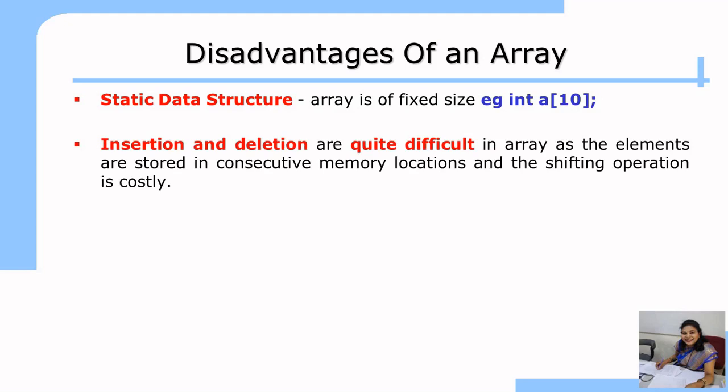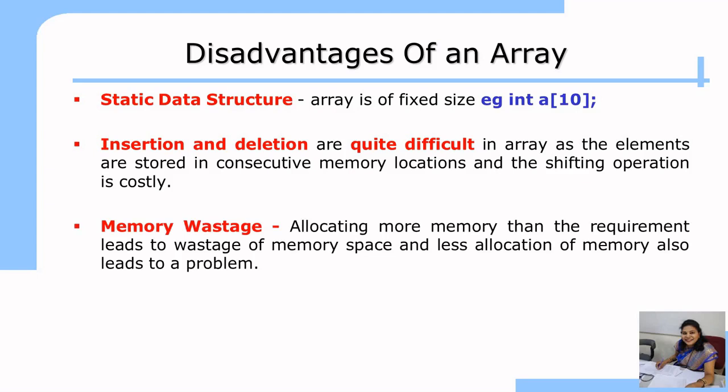Insert and delete operations. The second disadvantage is that insert and delete operations are very difficult in the case of array because they require the shifting operation. Memory wastage is the third disadvantage. Allocating more memory than the requirement leads to wastage of memory space. Also, less allocation of memory leads to a problem. So all these three disadvantages of array are overcome by the linked list.